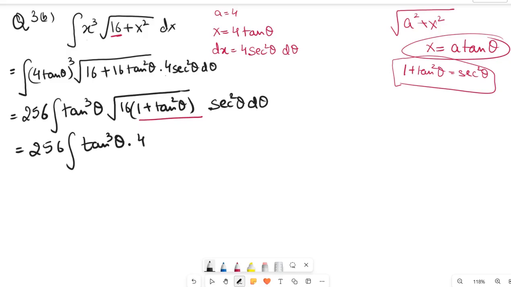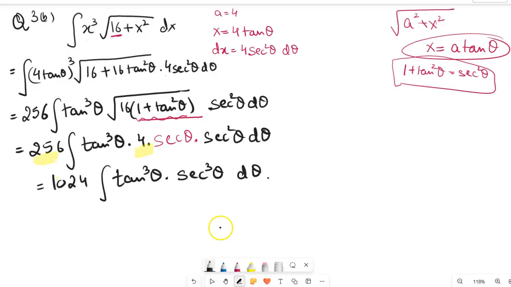Square root of 16 is 4. And this 1 plus tangent square theta is secant square theta. Square root of that is secant theta. And we have secant square theta d theta. 256 times 4 is 1024. Tangent cube theta, secant theta times secant square theta is secant cube theta. So we get back to this trigonometric kind of integral where we have tangent and secant, both are cubes.